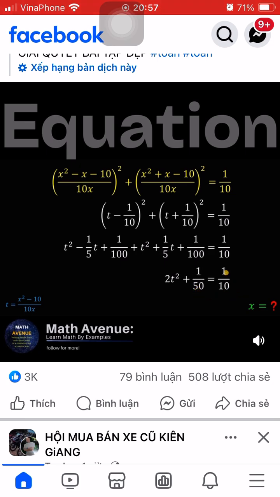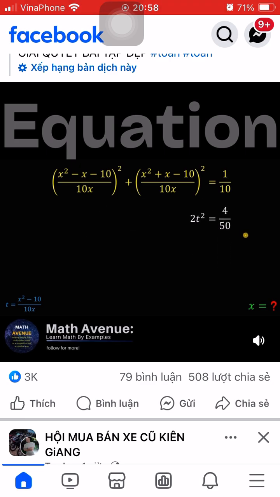Now, 2 over 100 is simply equivalent to 1 over 50. Now, let's combine these two fractions. So 1 over 10 is the same thing as 5 over 50. Now, subtract 1 over 50 on both sides. So the right-hand side is just 4 over 50. Now, let's focus on this result. Next, what we're going to do is simplify 4 over 50. So this is just 2 over 25. Now, divide both sides by 2. We have t squared equals 1 over 25.